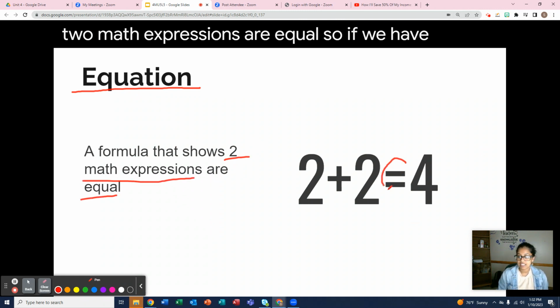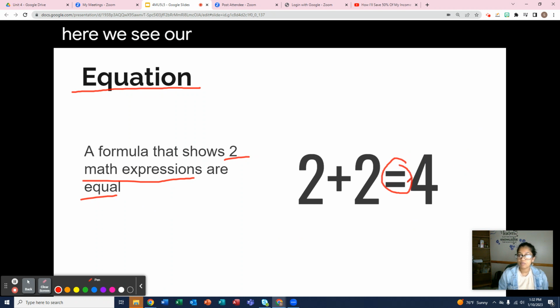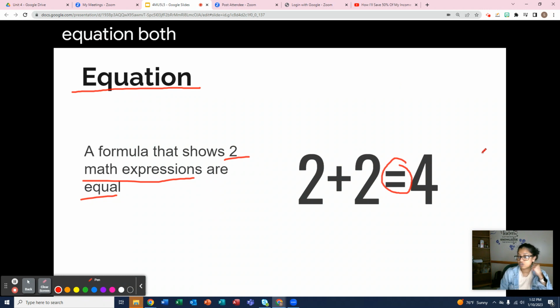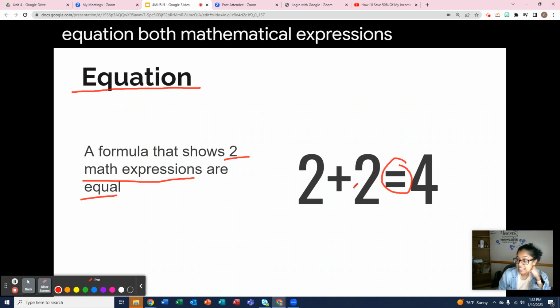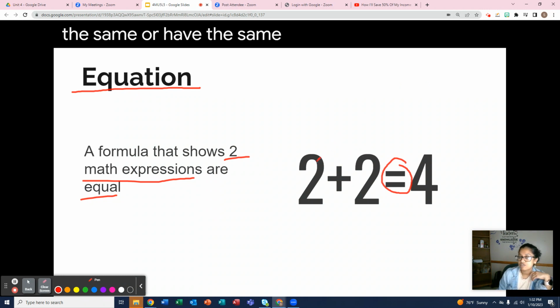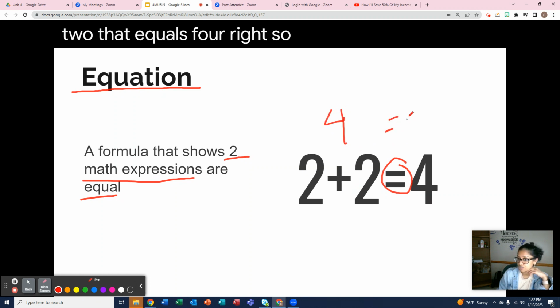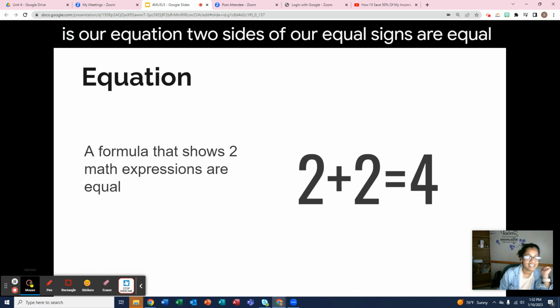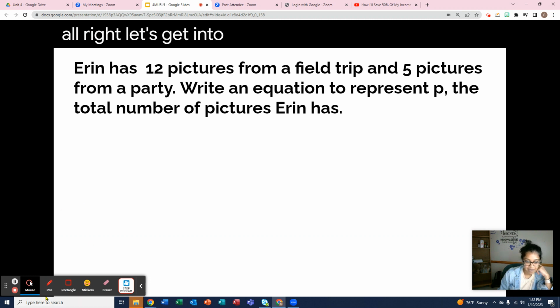So an equation is a formula that shows two math expressions are equal. So if we have over here, we see our equal sign, right? So both sides of our equation, both mathematical expressions, need to be the same or have the same value. So we have 2 plus 2, that equals 4, right? So 4 is equal to 4. So this is our equation. Two sides of our equal sign are equal. All right, let's get into our word problem for today.